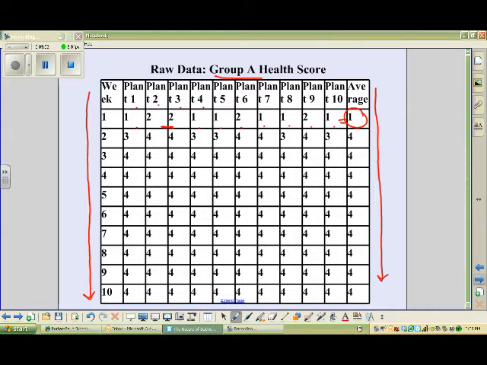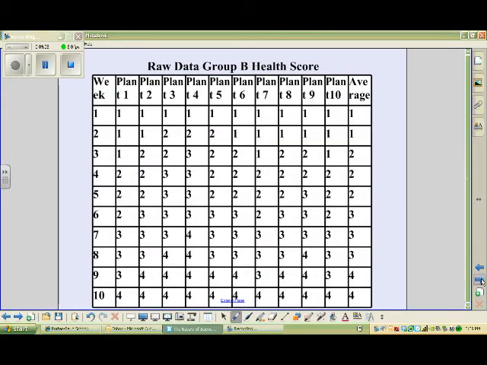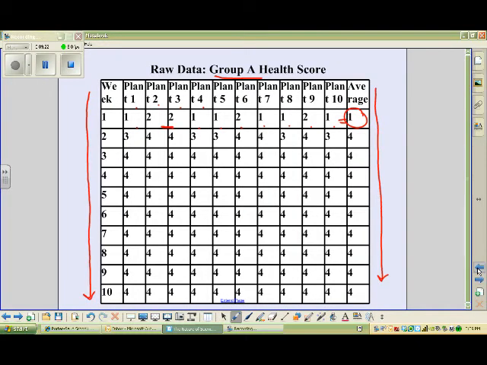So 1, 2, 2, 1, 1, 2, 1, 1, 2, 1. All of those average to be a 1. So that's how you read a data table like this. If we look at the raw data for group B, it's set up exactly the same way. We have our 10 weeks, and then we look over here at the average.